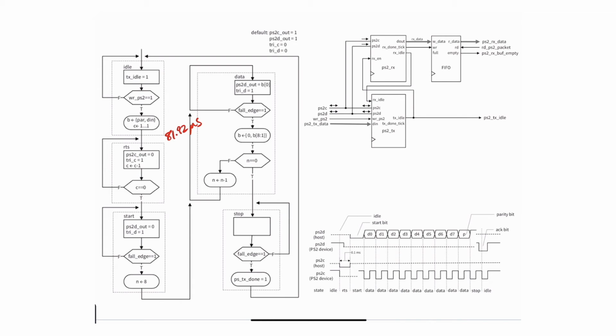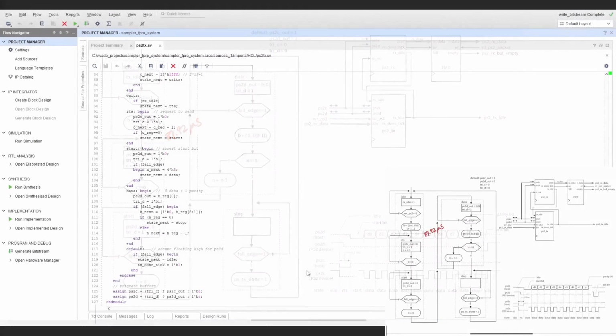Once that negative edge happens, we can say, okay, we're done. We can issue a tick here, and we can read that tick, but we're not using it in the whole system. It's available if we wanted to, and then it goes to the idle state one more time. So now we jump into looking at the code and how it's all implemented.